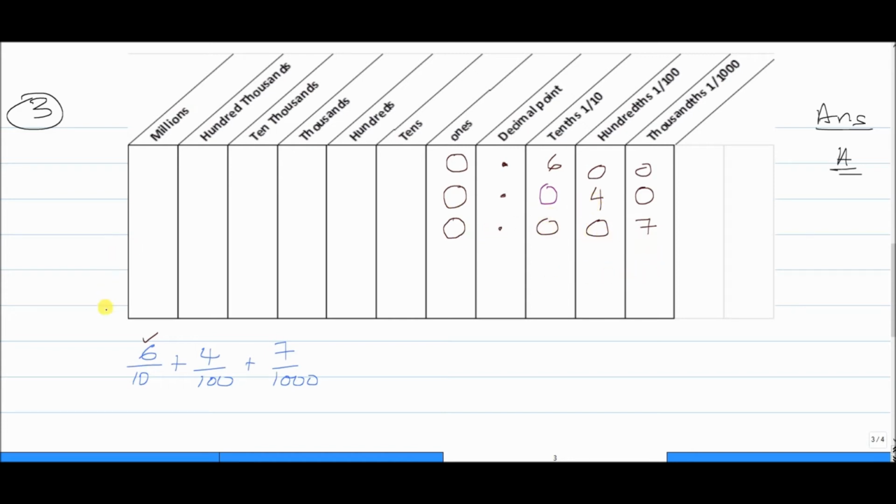If we were to add all of these together, we would have 7 there, 4 here, 6, the decimal point, and 0. Now, if we examine our answers, answer A is represented as shown here, 0.647. So for number 3, our answer is A.